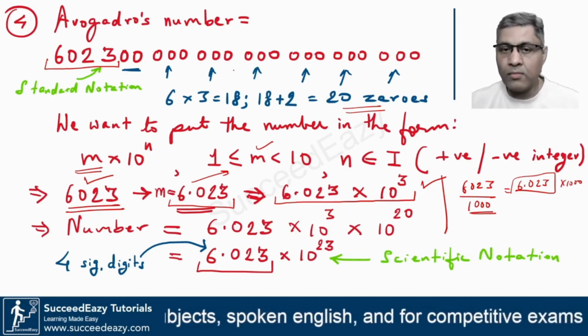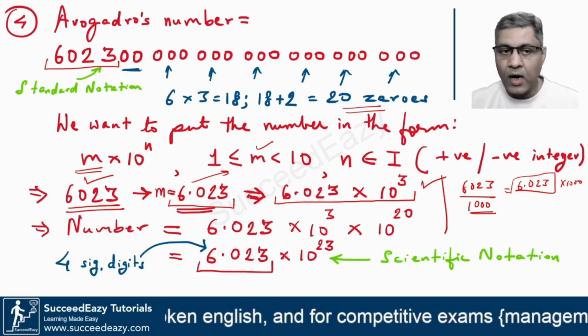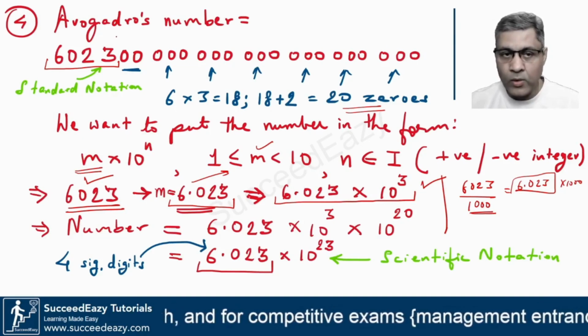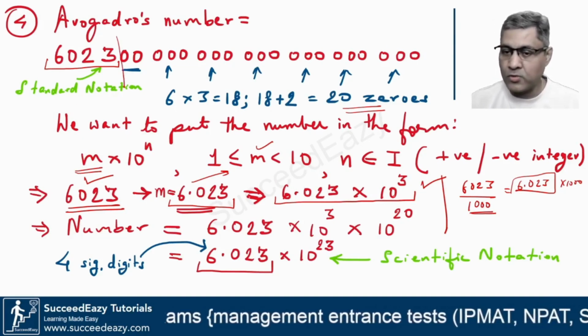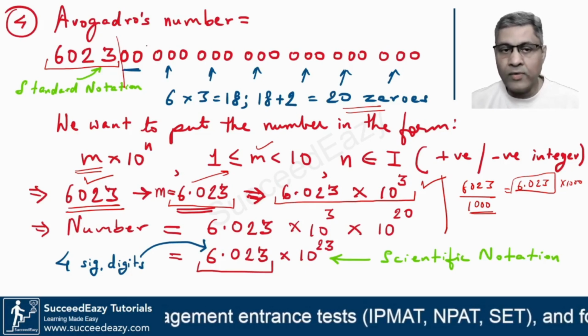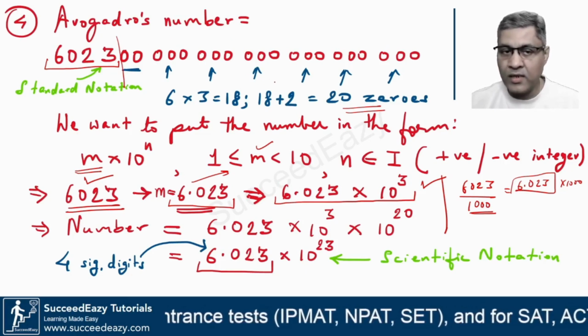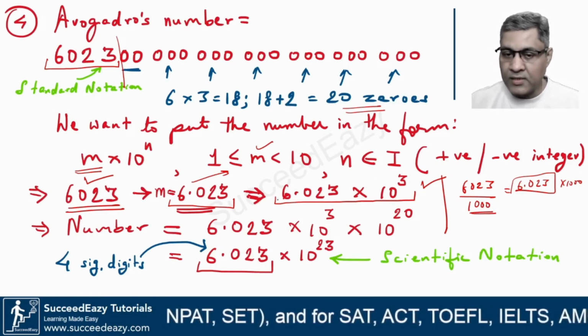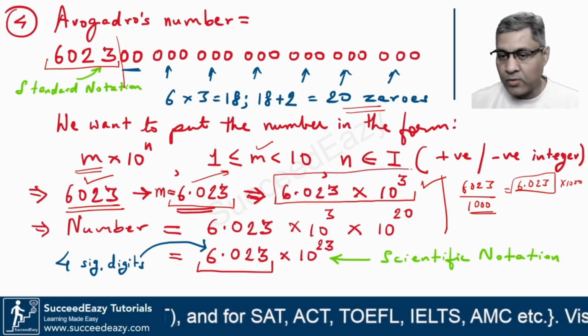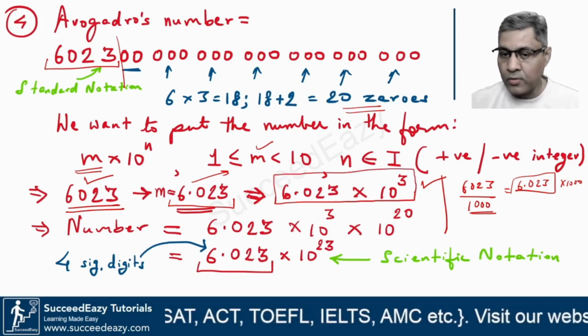So how do we convert the entire number? Now look, count the number of zeros. We already counted that. How many zeros are there? We have handled only up to here, 6023. We wrote that as 6.023 into 10 to the power 3. Now we have to handle the rest. So how many zeros are there? 18 plus 2, 20. So that means straight away, if we take this number and multiply it by 10 to the power 20, then we should be cool, right?